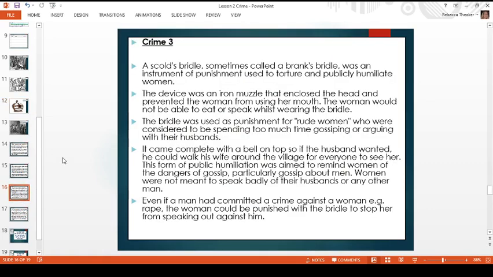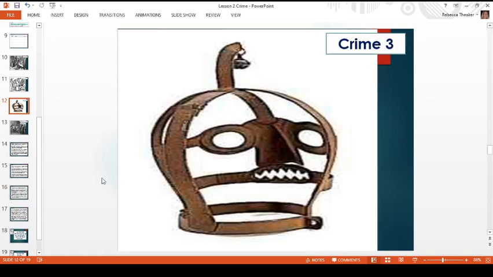This device was an iron muzzle that enclosed the head and prevented the woman from using her mouth. The woman would not be able to eat or speak whilst she was wearing the bridle. The bridle was used as punishment for rude women who were considered to be spending too much time gossiping or arguing with their husbands. It came complete with a bell on top of it. I'll go back. There it is.